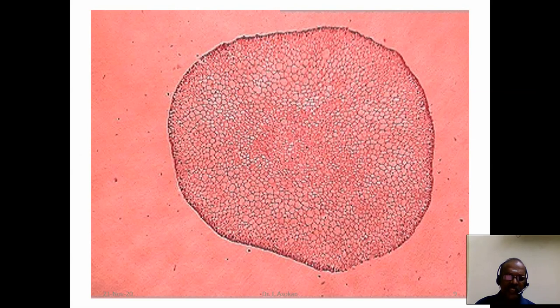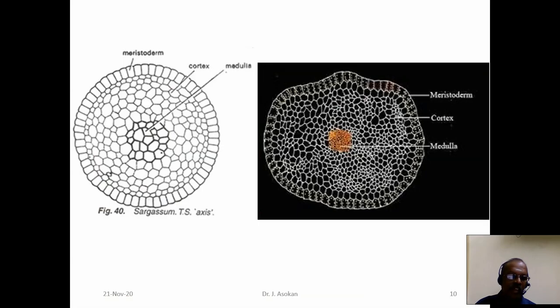And this is the sectional view of the cross section of stipe. Here we have the diagrammatic axis or stipe, where we can see the outermost layer meristoderm, in between the meristoderm and medulla you have cortex, and in the central part is the medulla. Meristoderm is the outermost region. இதில் பார்த்தீங்கன்னா it is columnar and compactly arranged without any intercellular space.